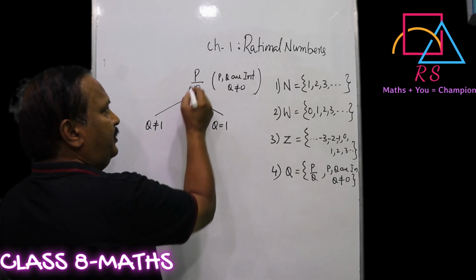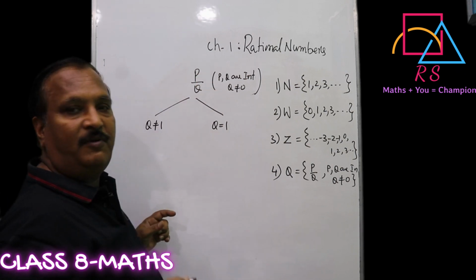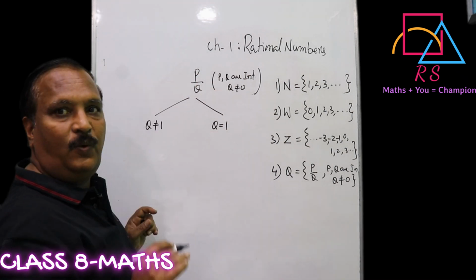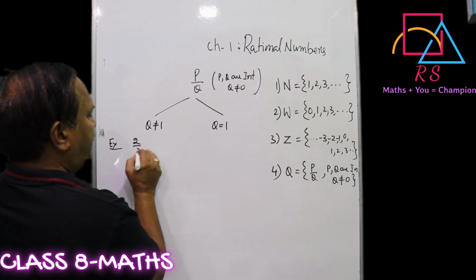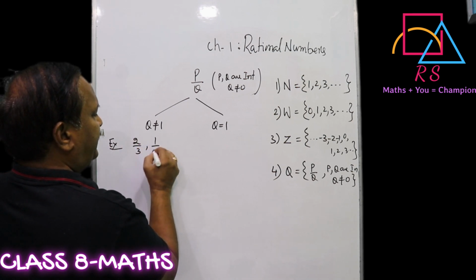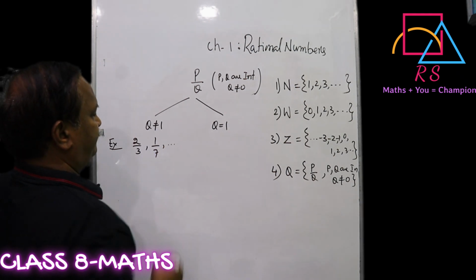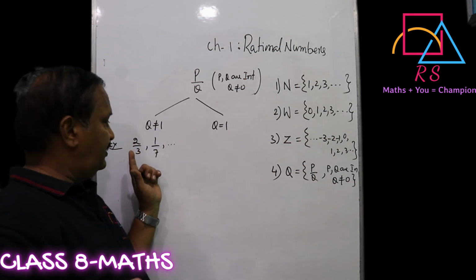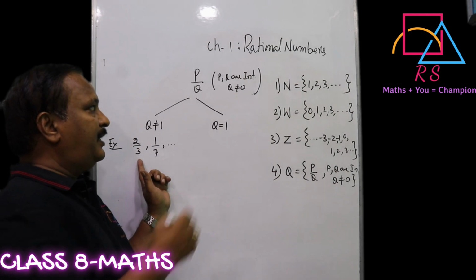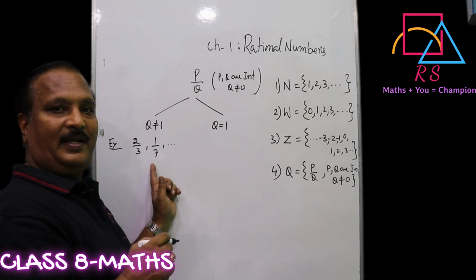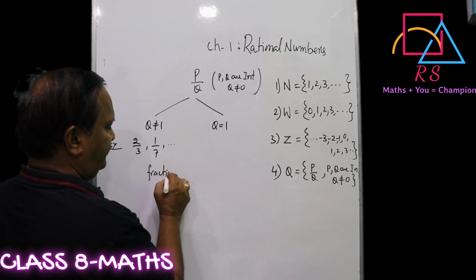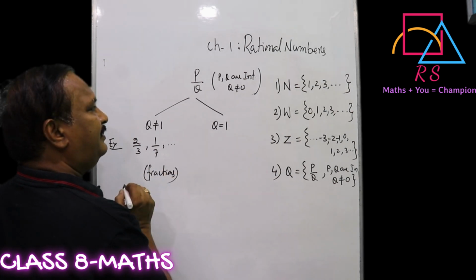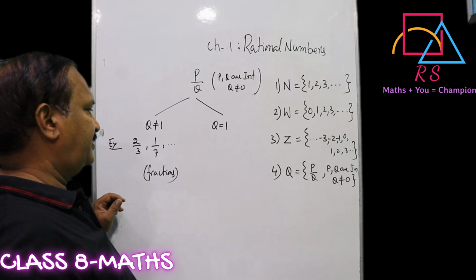So these are numbers in the form of p by q where q is not equal to 1. I can give you examples: 2 upon 3, 1 upon 7 and so on. So the denominator is not equal to 0 and not equal to 1 also. These we simply call fractions. Even p by q is also a fraction.